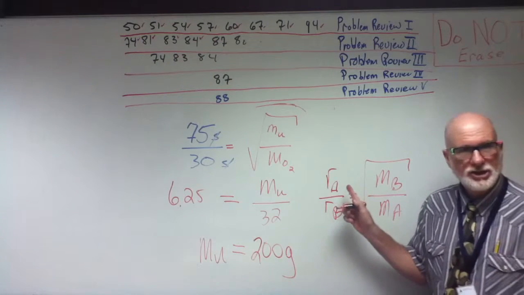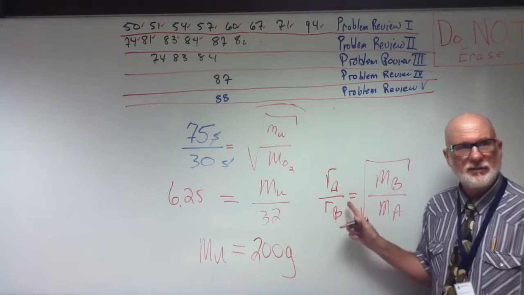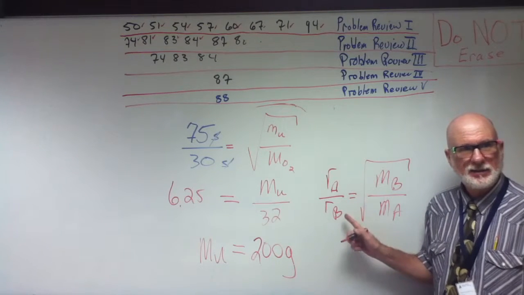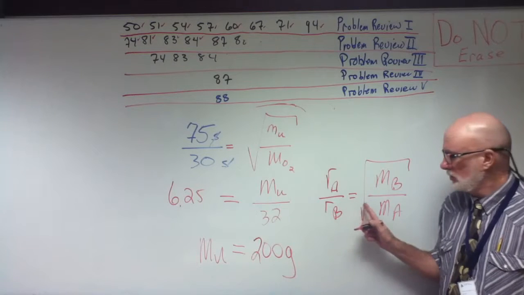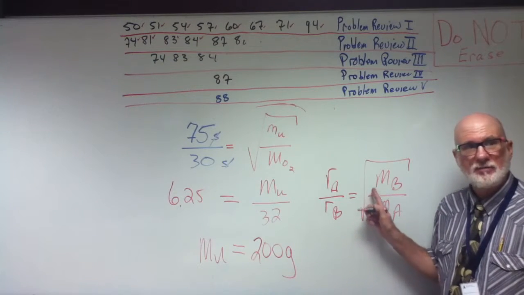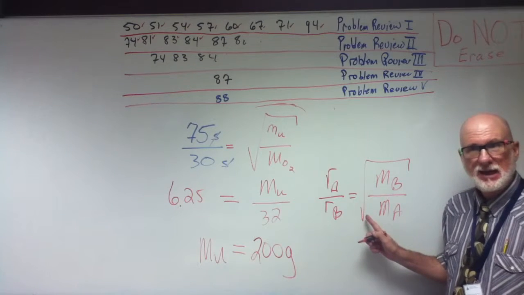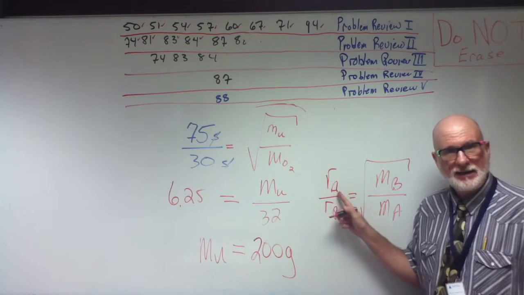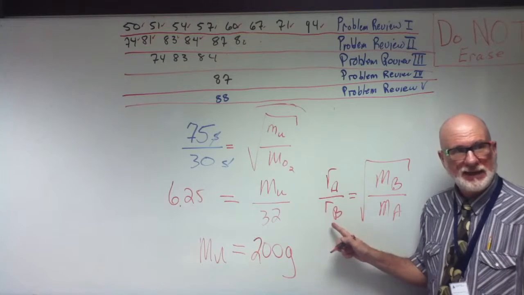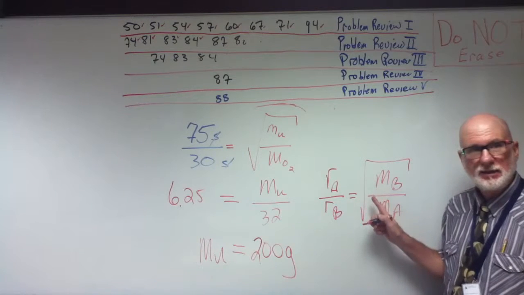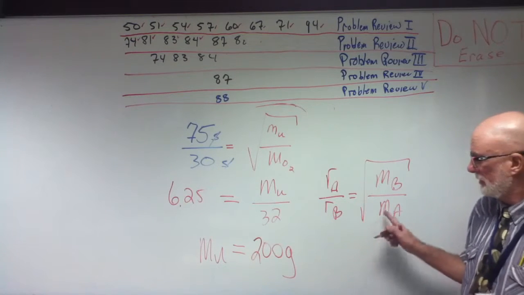The ratio of the rates of effusion of two gases, A and B, is equal to the square root of the reciprocal of the molar masses of those same gases. In other words, the rate of A divided by the rate of B equals the square root of the molar mass of B over the molar mass of A.